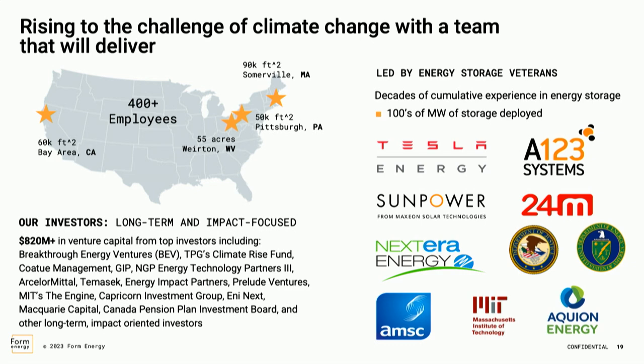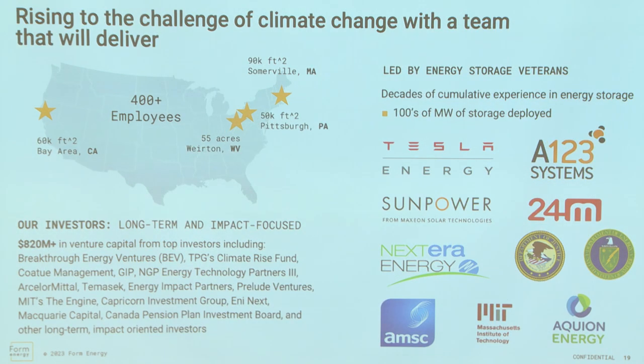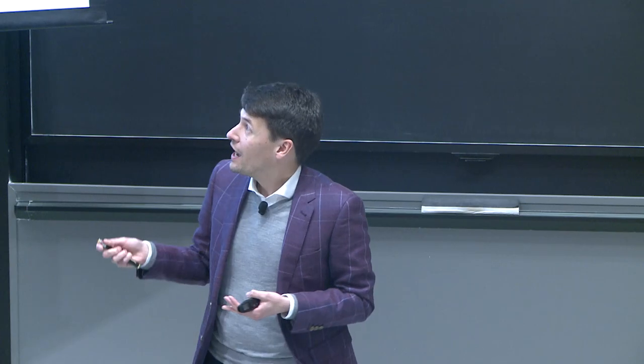Today, we are over 400, we're actually almost 450 employees across three different principal geographies, four different sites. So we started here in the Boston area. We have lab space out in Somerville near the Market Basket. We have additional sites in the Bay Area in California, outside of Pittsburgh, Pennsylvania. And we just announced our first full-scale manufacturing facility will be in Weirton, West Virginia. I'll talk more about Weirton later in the talk, but that's our latest site, and it'll be the biggest by far when we open that up.